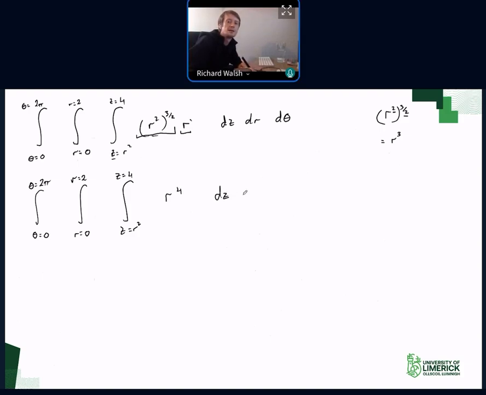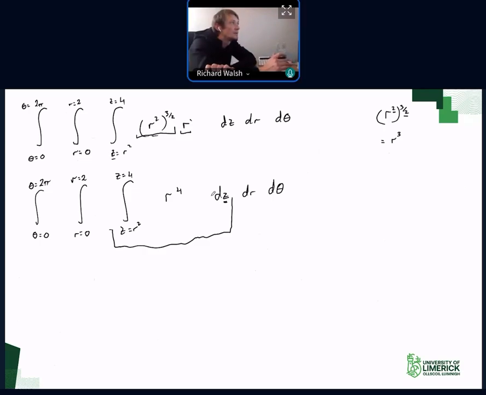dz, dr, and d theta. So that's our limit set up. The scalar field is tidied up a bit to r to the power of 4, dz, dr, d theta. So now I'm going to start integrating it. And we integrate from the inner integral out. So I start my integration with this integral. I'm integrating with respect to z. Just like with partial differentiation, remember, if we're integrating with respect to one variable, we treat the others as constants.